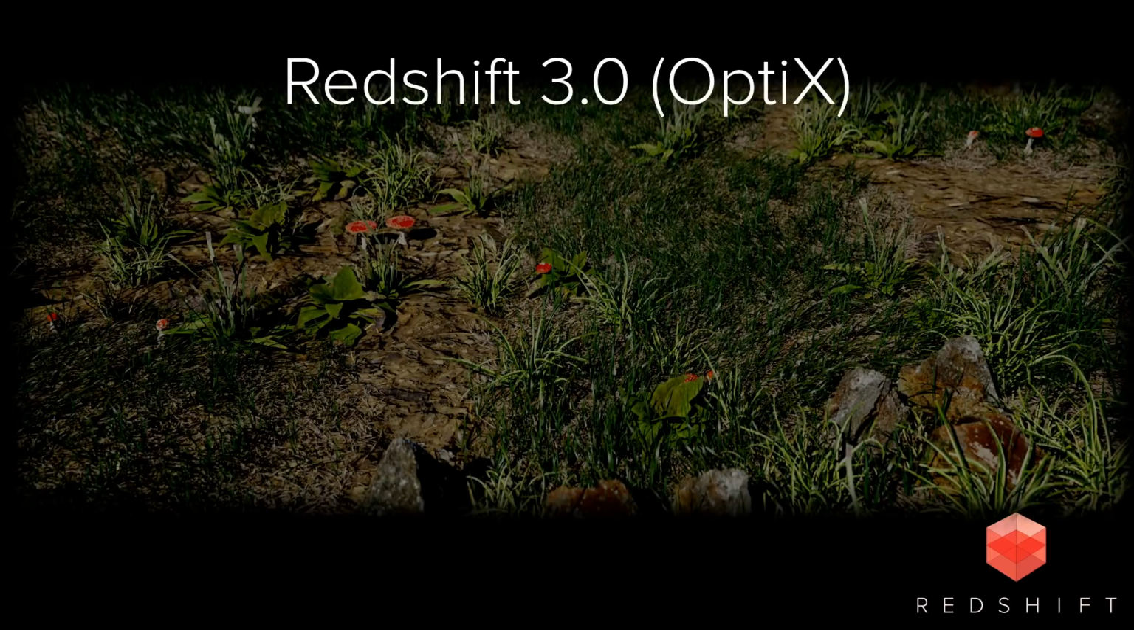Okay. Optix. So we started integrating Optix into Redshift late last year. And I guess the question is, why does Redshift need Optix? Now, NVIDIA has asked us for many years, why don't you use Optix? It's great. And our answer was always, we have our own ray tracer, it's very fast, and it's written in CUDA, so we don't need Optix.